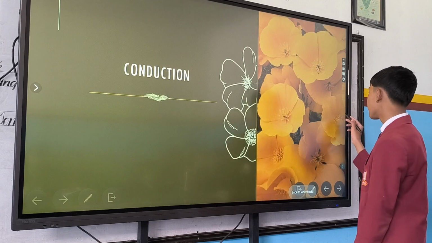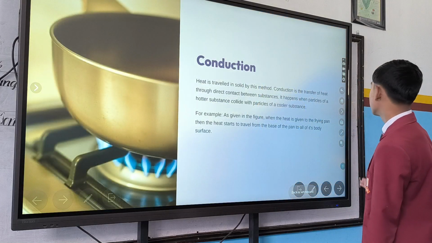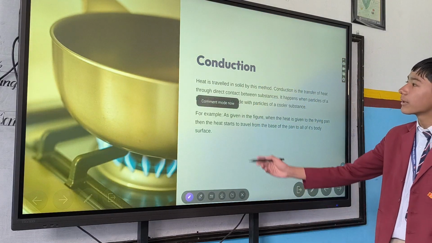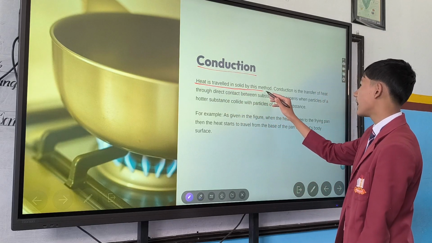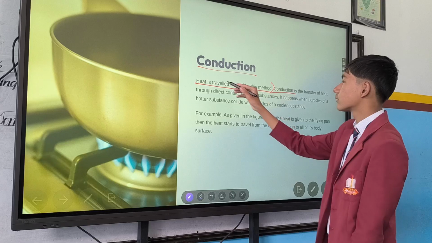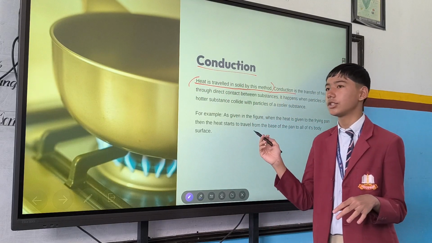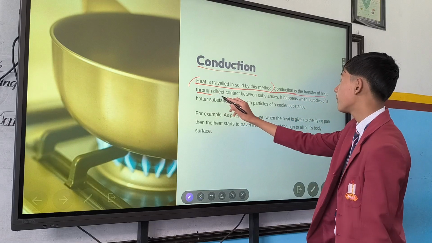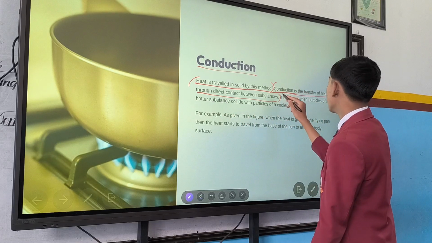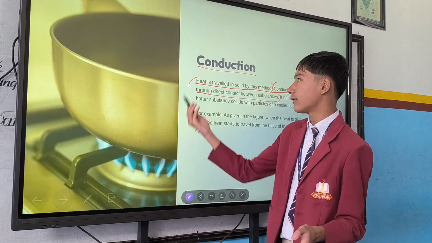So the first one is going to be conduction. As I said, the first topic is conduction. Heat is transferred in solids by this method. Conduction is the method of transmission of heat, which is mainly seen in solids. Conduction is the transfer of heat through direct contact between substances, as given in the figure.